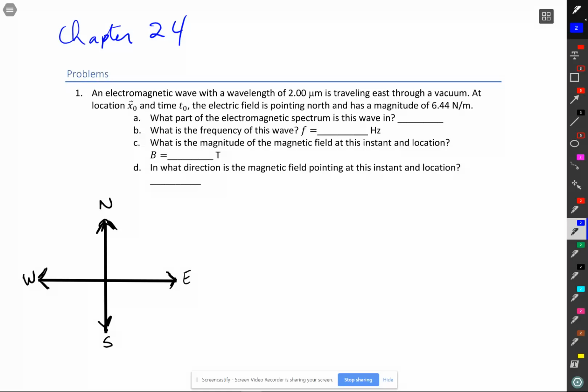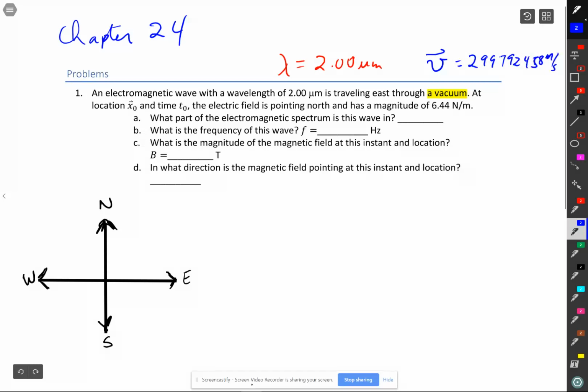An electromagnetic wave with a wavelength of 2.00 micrometers. Now remember, the symbol we use for wavelength is the Greek letter lambda. That's a lowercase l. 2.00 micrometers. It's traveling east through a vacuum. Vacuum means something important to us. Vacuum means that the velocity for the wave is equal to the speed of light, 299792458 meters per second. That's a 5.